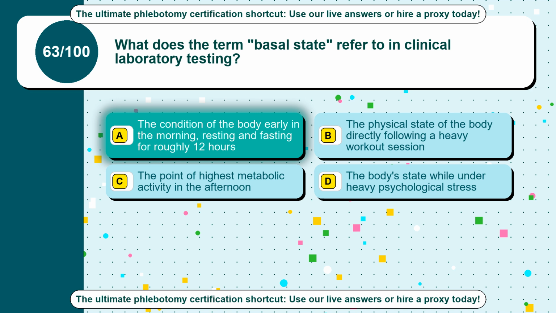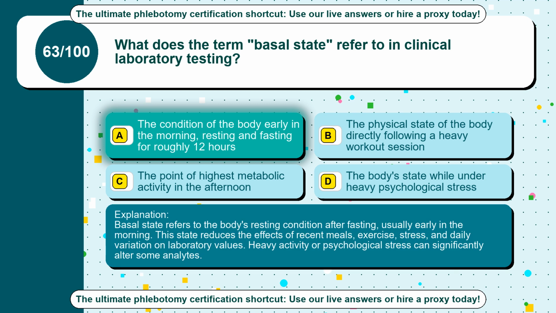The correct answer is option A. The condition of the body early in the morning, resting and fasting for roughly 12 hours. Basal state refers to the body's resting condition after fasting, usually early in the morning. This state reduces the effects of recent meals, exercise, stress, and daily variation on laboratory values. Heavy activity or psychological stress can significantly alter some analytes.